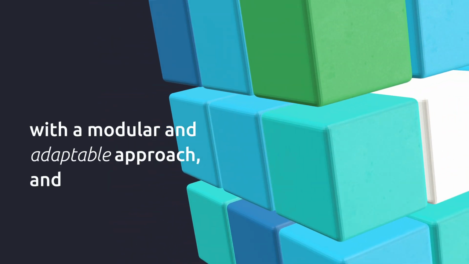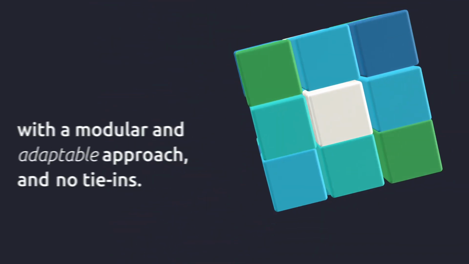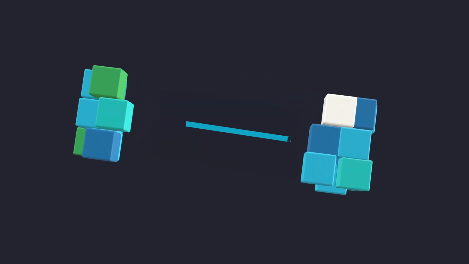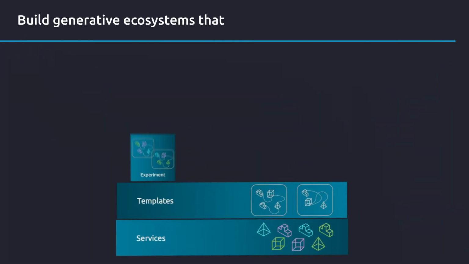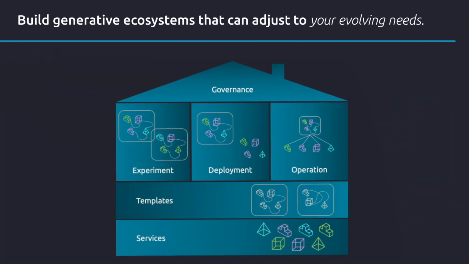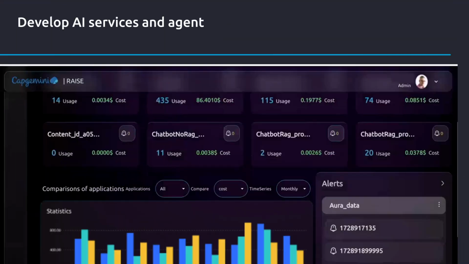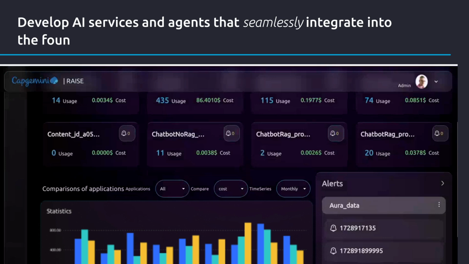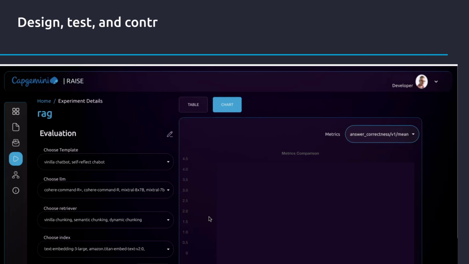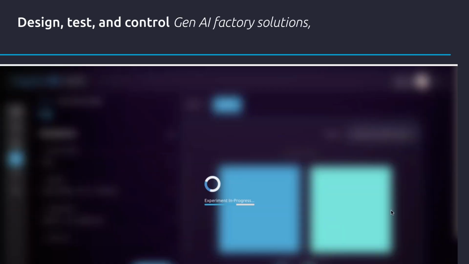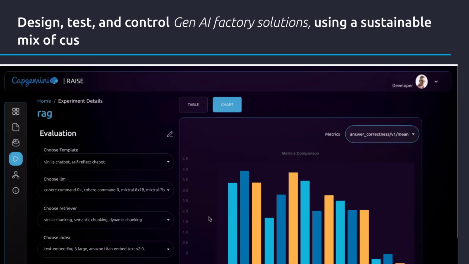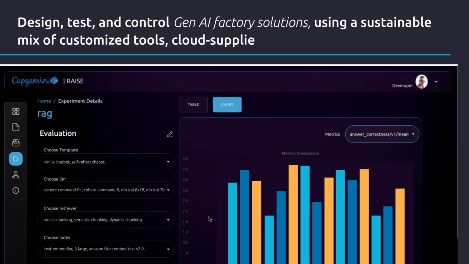With a modular and adaptable approach and no tie-ins. Build generative ecosystems that can adjust to your evolving needs. Develop AI services and agents that seamlessly integrate into the foundation of your business value chain. Design, test, and control GenAI factory solutions using a sustainable mix of customized tools, cloud supply tools, and templates.